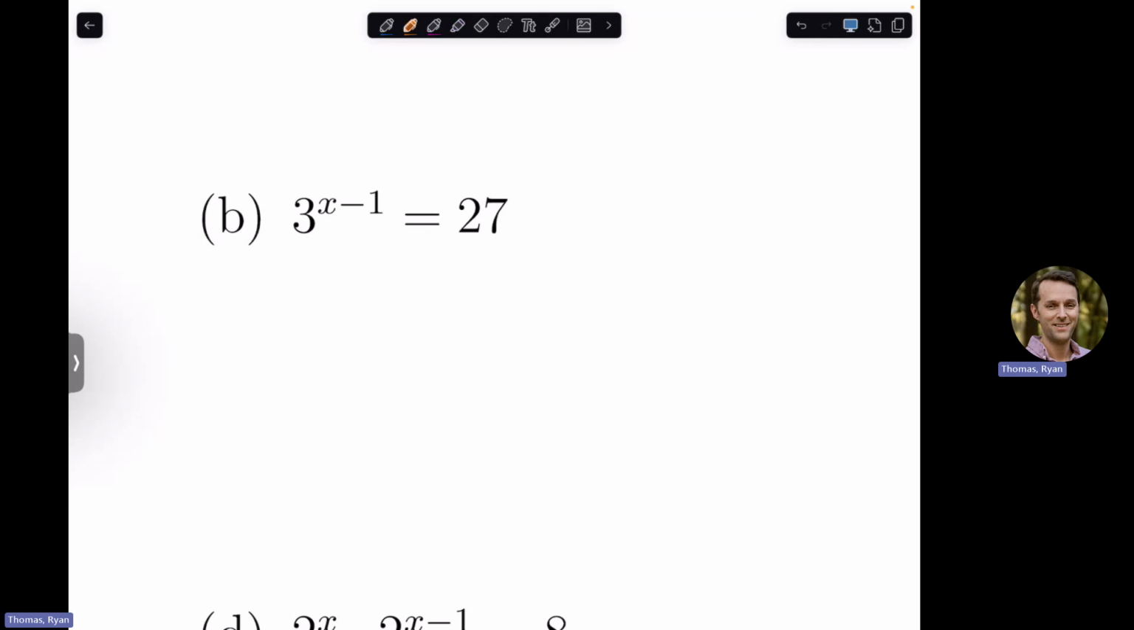Okay, there's a -1 up there. Now, keep in mind that stuff we treat like it's grouped, right? So we leave that stuff as one solid piece, which means I don't really need to worry about the fact that it's a -1 yet. 3 to some power is 27. What can we do with that to get rid of the exponential part and bring the thing I'm solving for down?